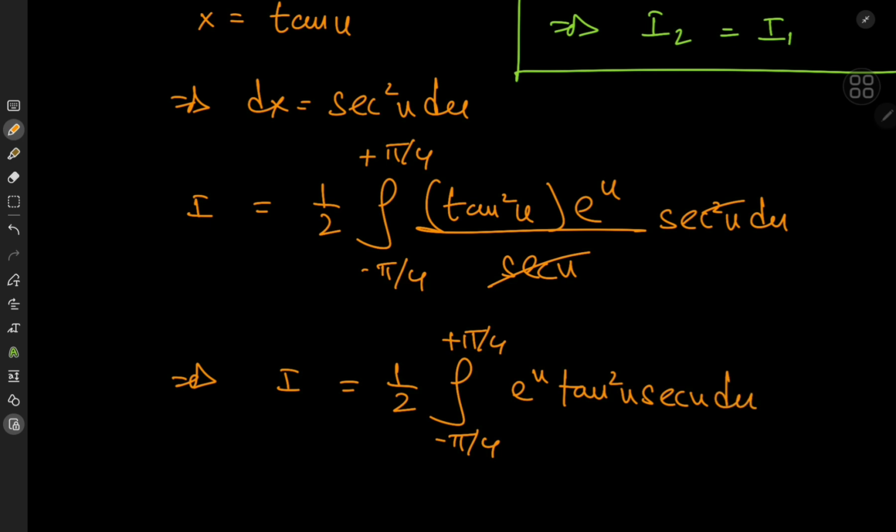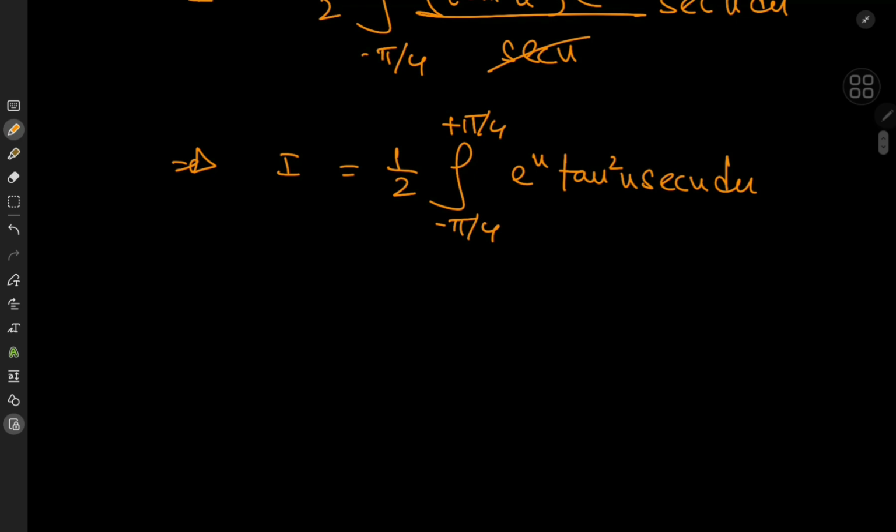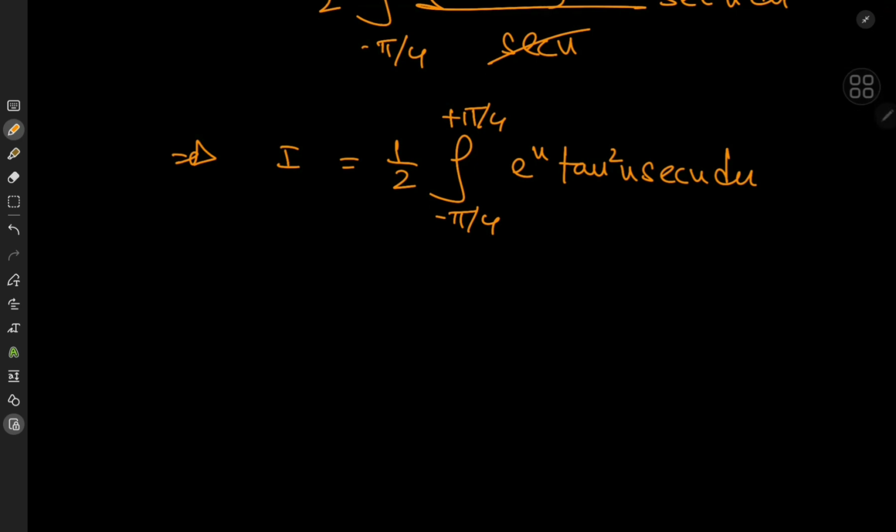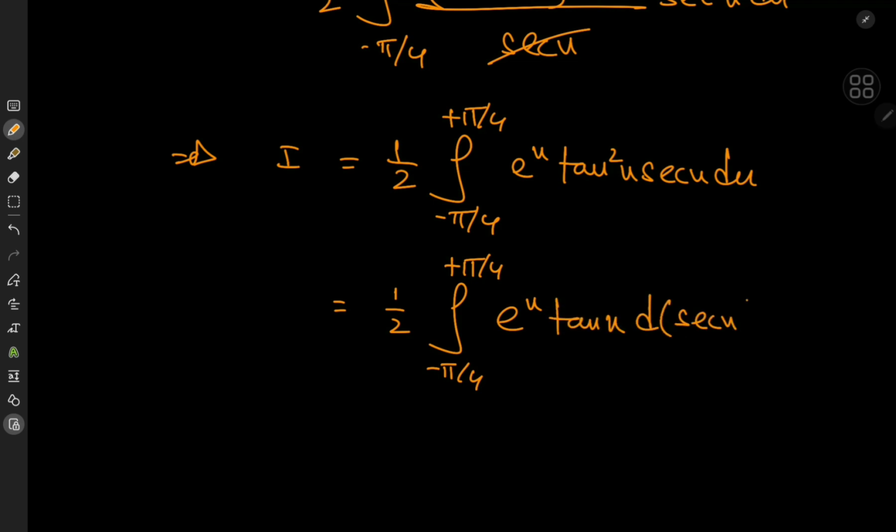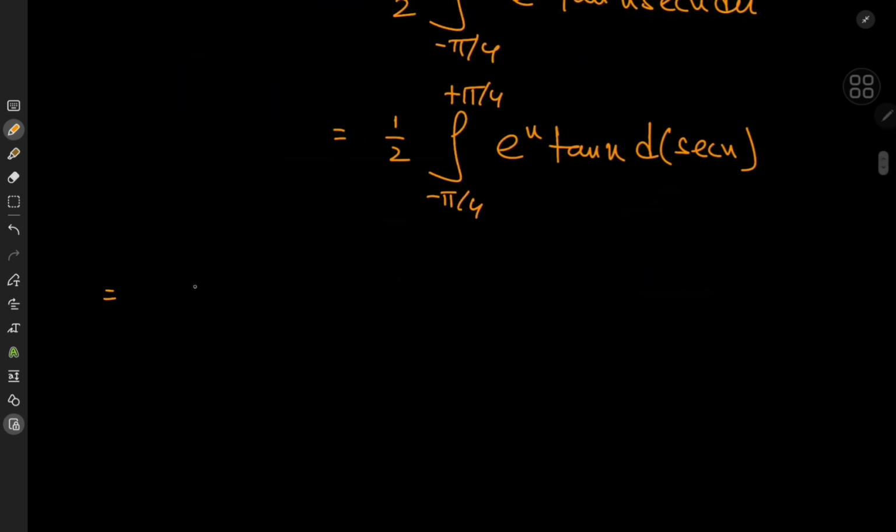And now for a very interesting round of integration by parts. Recall that the derivative of the secant function is secant times tangent, meaning we can write this thing as 1/2 the integral from negative to positive pi by 4 of e to the u times tangent u times differential secant u. And on integration by parts, we have 1/2 e to the u times tangent u times secant u, with the limits being negative pi by 4 and positive pi by 4.